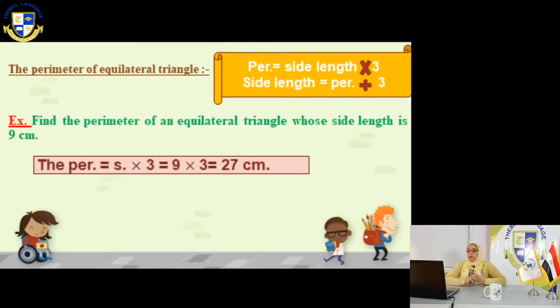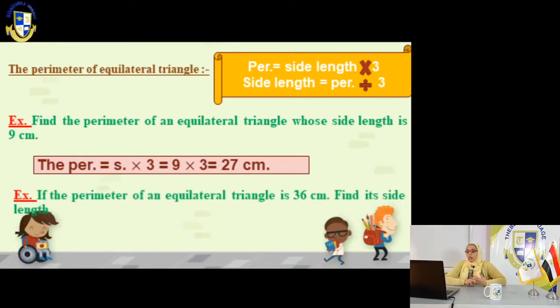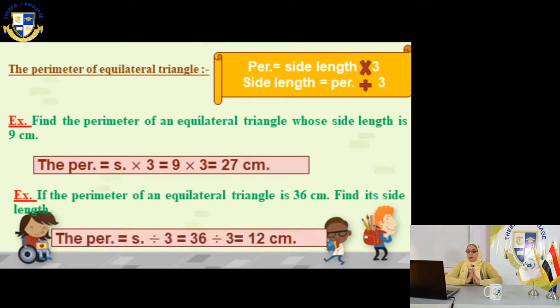Another example, if the perimeter of an equilateral triangle is 36 centimeter, find its side length. So we need to get the side length. Side length of equilateral triangle equals perimeter divided by 3. It means 36 divided by 3 equals 12 centimeter. Another exercise.